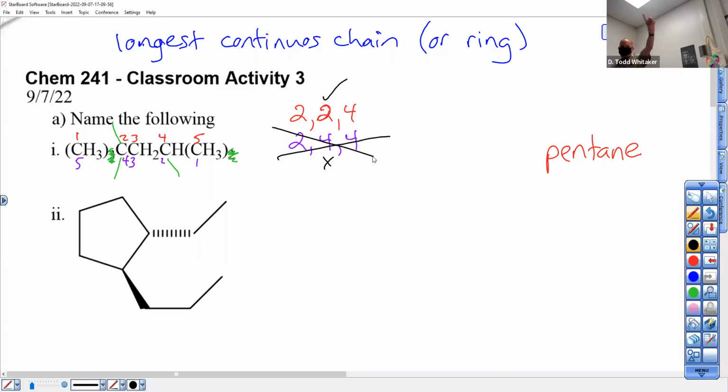So what was the name of the group when it's a 1-carbon group? Methyl. And how do you say there's 3 of them? The prefix tri, tri means 3 of them.